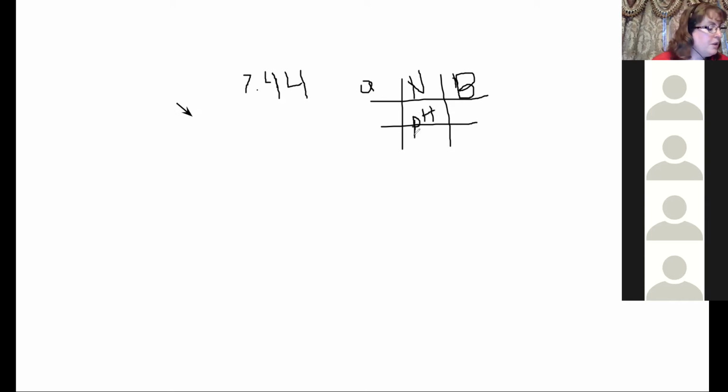Okay, then we said 30 was our PaCO2. So what is that? Is it acidic or is it alkalotic? And remember, respiratory is opposite. Alkalotic. Okay, so that would go under our base column. So I'd put it up here, I guess. PaCO2.